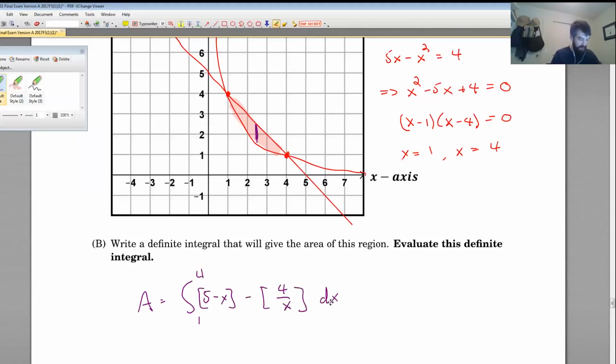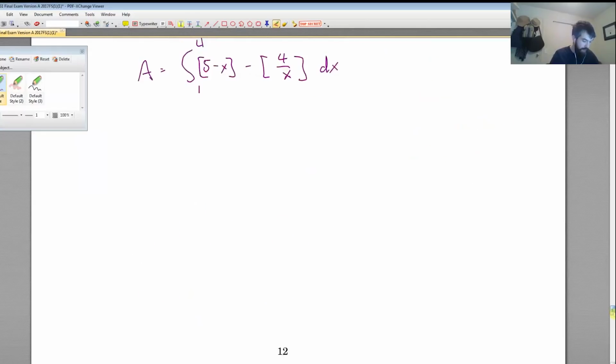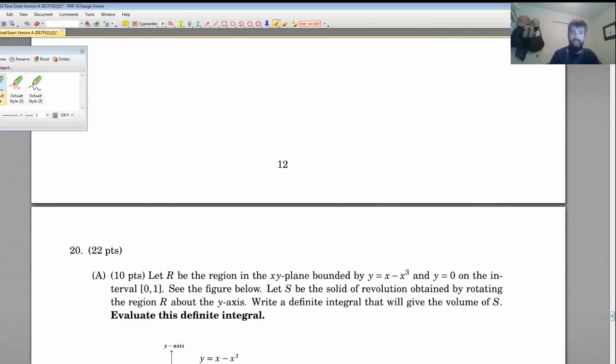It says evaluate this definite integral. This is a polynomial. The 4 over x goes to the natural logarithm of x, but I'll let you guys compute out the final value, because I get to do that. Because I have a math PhD, so I don't have to bother computing out values. That's my privilege. Tough to be you.